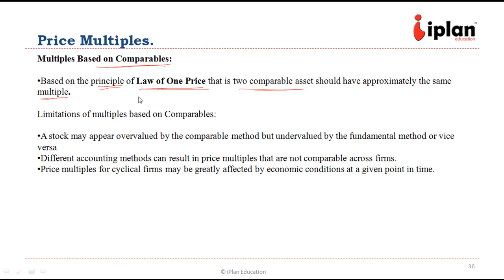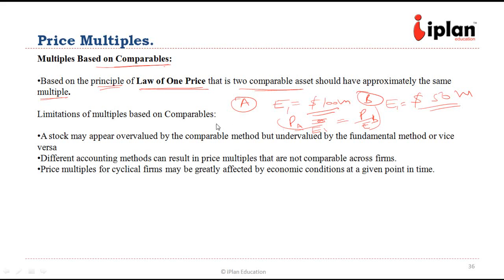Suppose there is company A and company B, which are similar to each other. If A is going to earn, say, $100 million in the coming year, and company B is going to earn $50 million in the coming year, then the price of A should be simply double the price of B. Or we can say the price to earning ratio of A and the price to earning ratio of B should be the same, since they are similar. Their prices and earnings are different, but the price to earning ratio should be the same, since they are comparables.